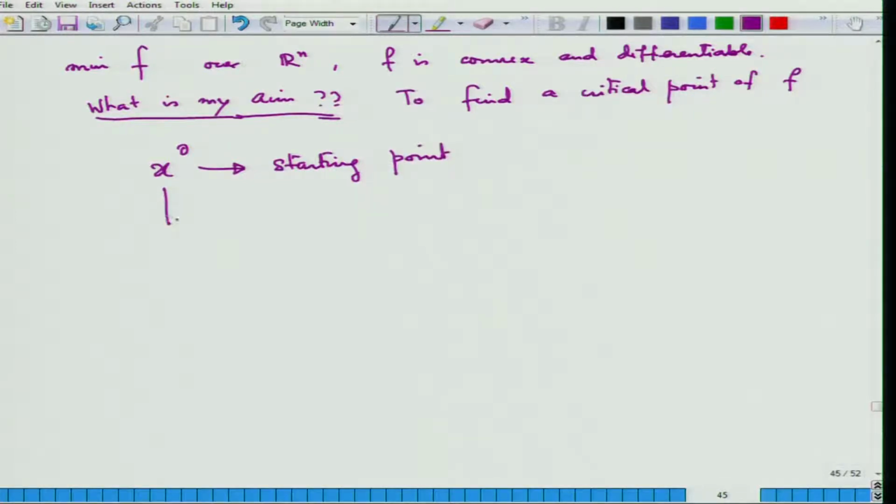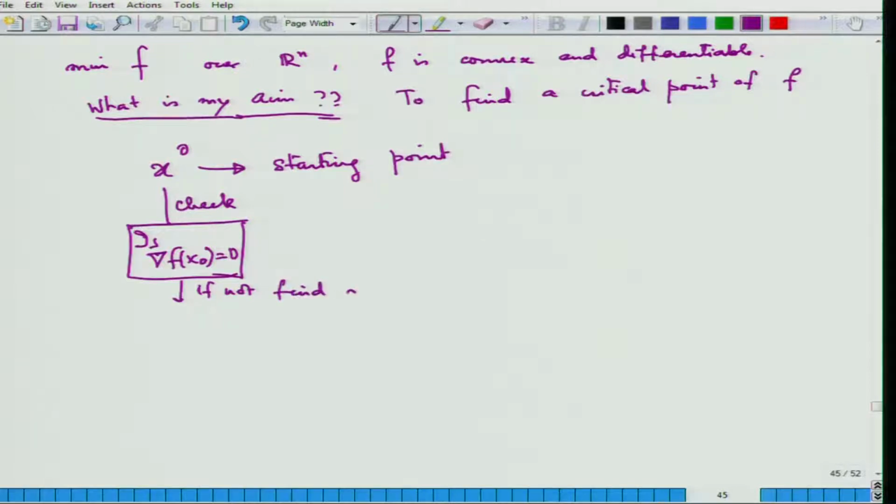And then you check if the gradient is zero. If not, find another point. But you cannot go on like this, you might not even find a point x k for which the gradient of f at x k would become 0.